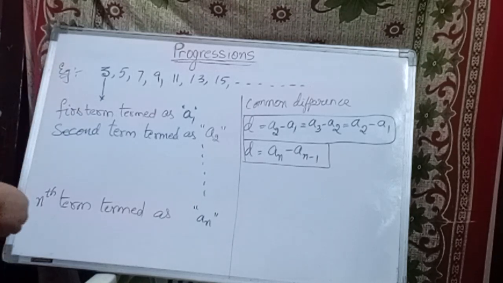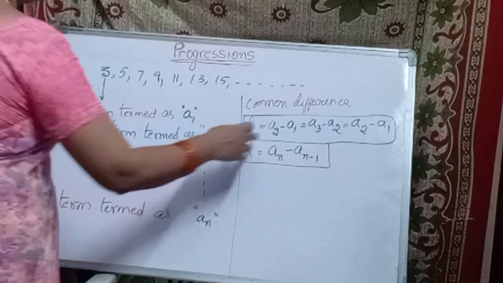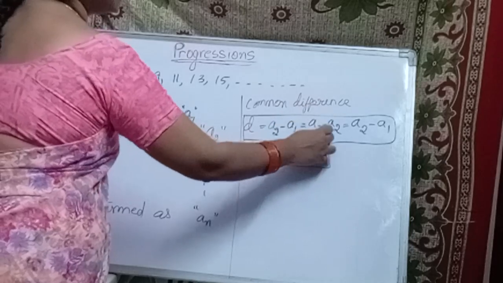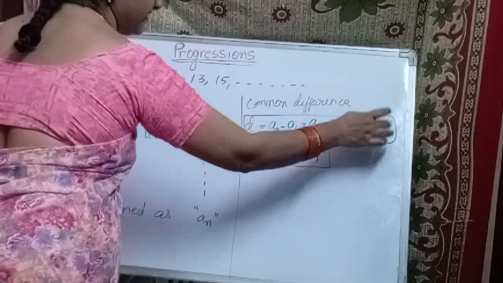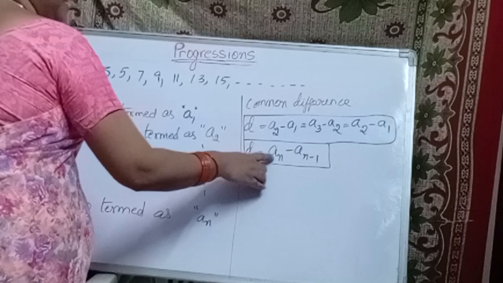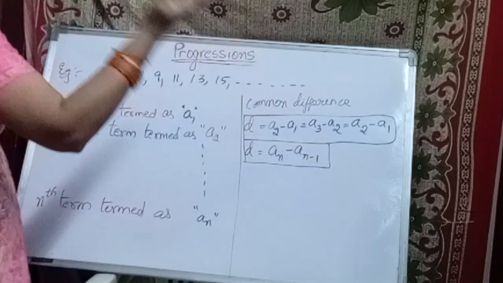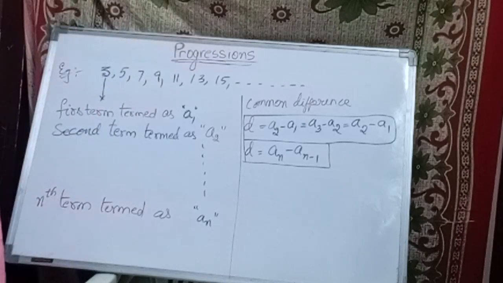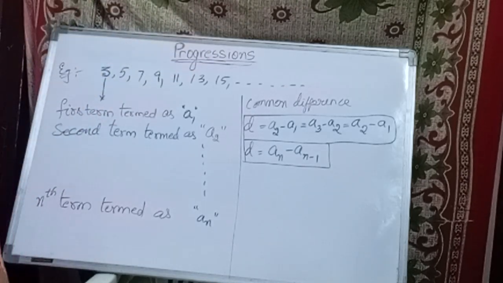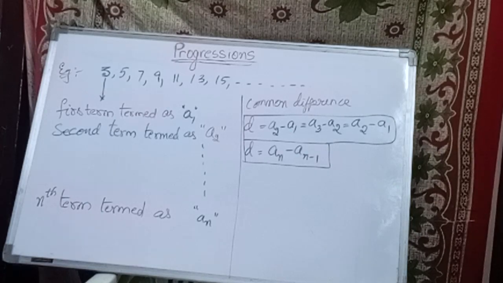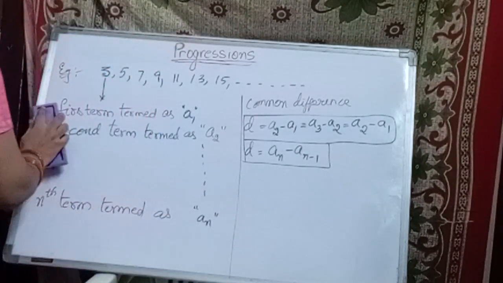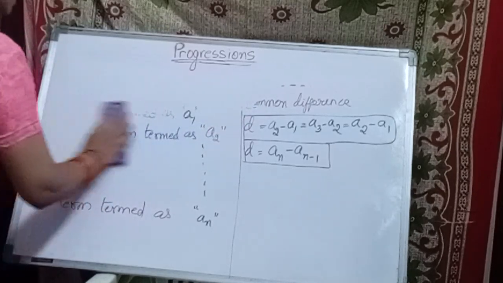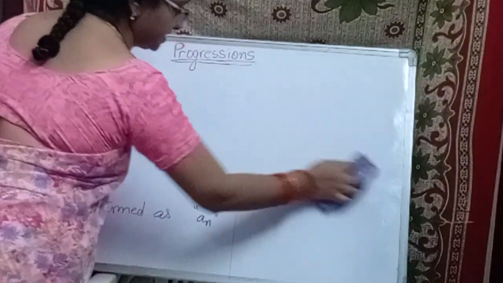Okay, the common difference of the series can be given as the second number minus the first number, which equals A3 minus A2, which equals A2 minus A1, and at last it equals A(n) minus A(n-1), meaning the nth term minus the (n-1)th term. Okay, so this is about the common difference and the first term of the arithmetic progression.